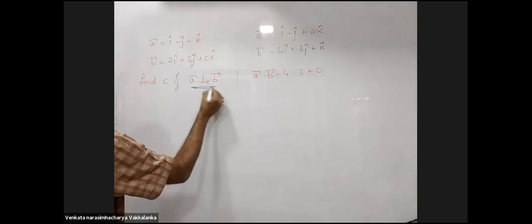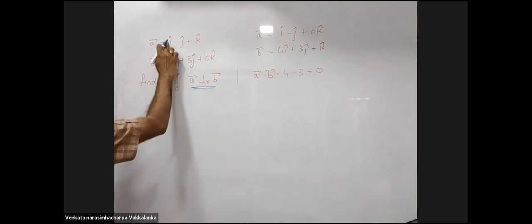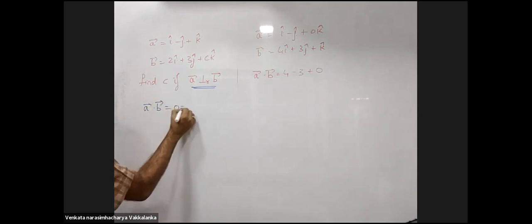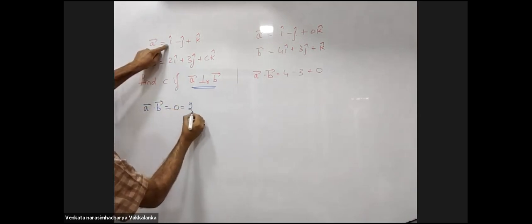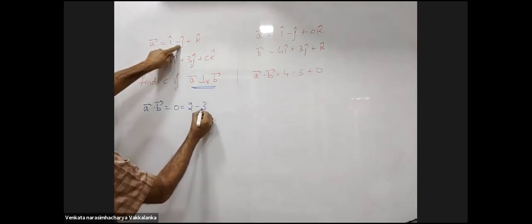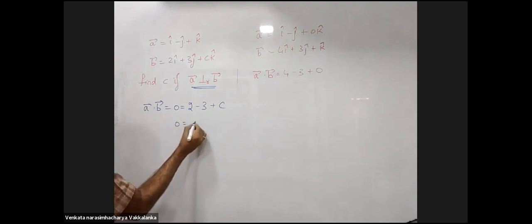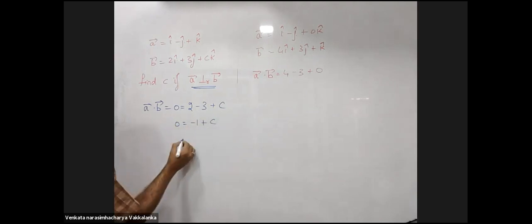Here, if A is perpendicular to B, A dot B should be equal to 0. This is 2 minus 3 plus C. 0 equals minus 1 plus C. C is equal to 1.